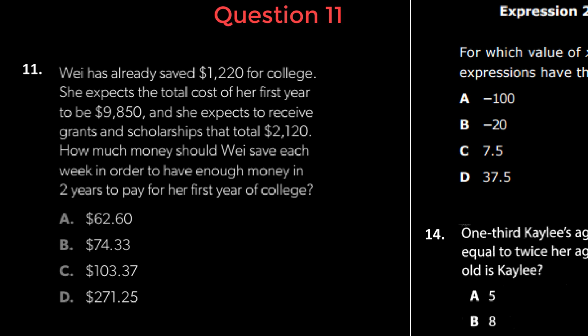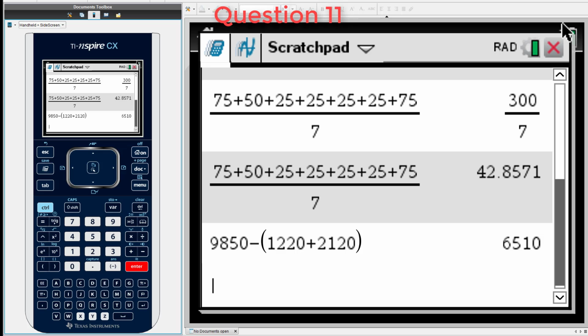Question number 11. Wei has already saved $1,220 for college. She expects the total cost for her first year to be $9,850 and she expects to receive grants and scholarships that total $2,120. How much money should Wei save each week in order to have enough money in 2 years to pay for the first year of college? So here we are trying to find our weekly savings. So let's find out how much Wei needs to save. Subtracting the money she already saved and the money that she's going to receive, we get $6,510 to be saved.